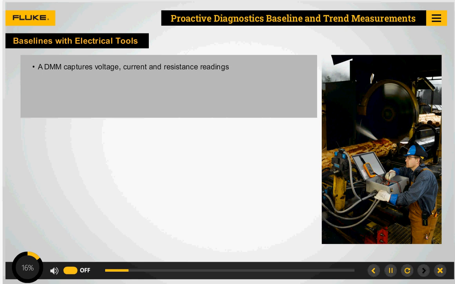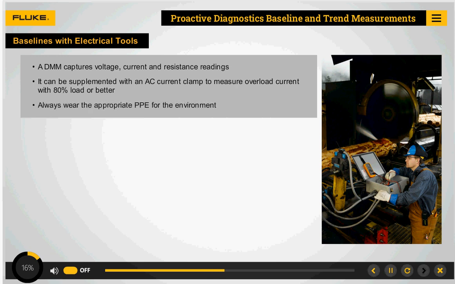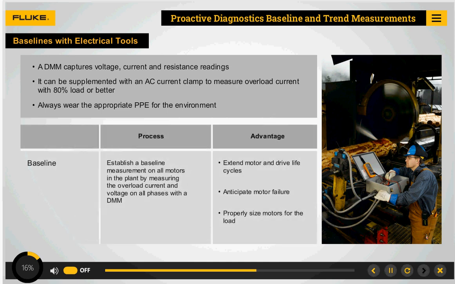A DMM is a fundamental tool used to capture voltage, current, and resistance readings. It can be supplemented with the use of an AC current clamp accessory to measure the overload current with the motor operating at 80% load or better. When making the measurements, always wear the appropriate PPE for the environment. Establish a baseline measurement on all motors in the plant by measuring the overload current and voltage on all phases. This will extend motor and drive life cycles, help you anticipate motor failure, and properly size motors for the load.